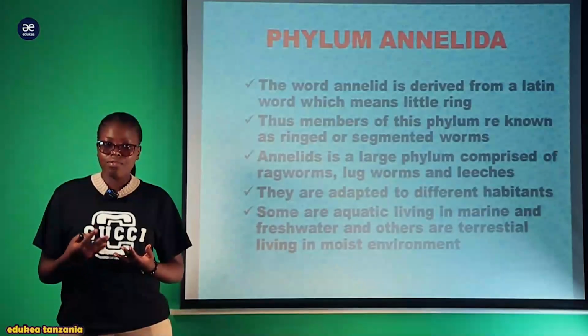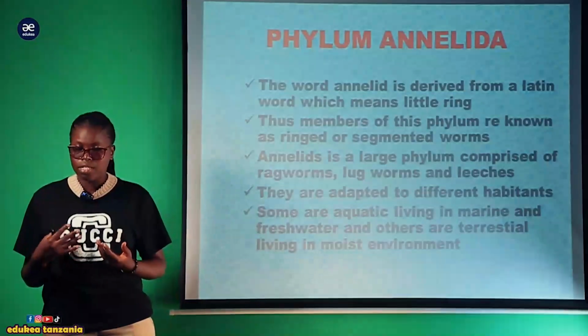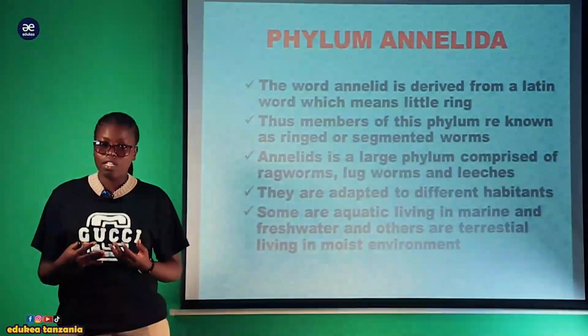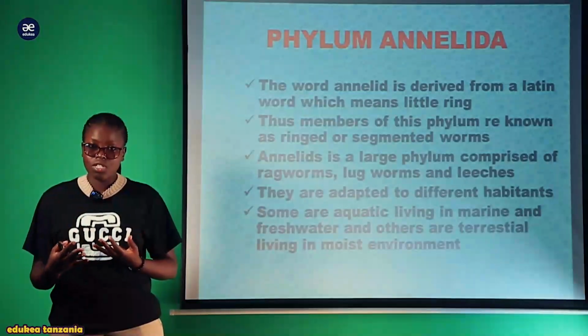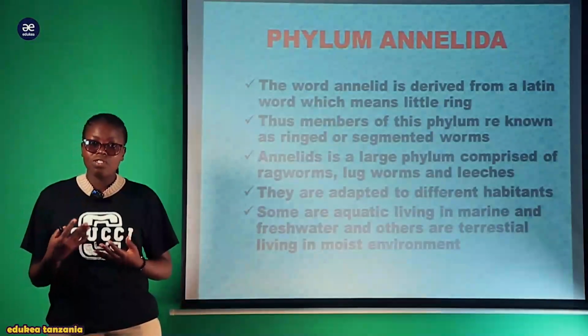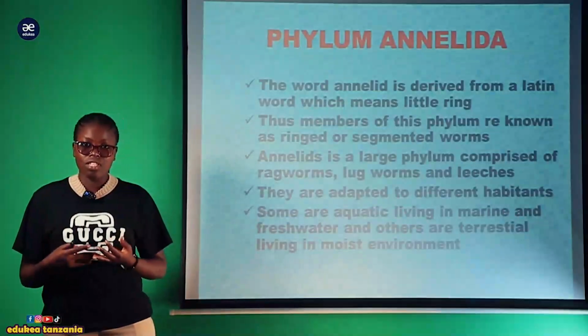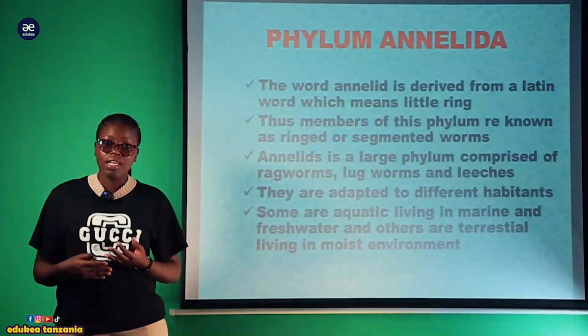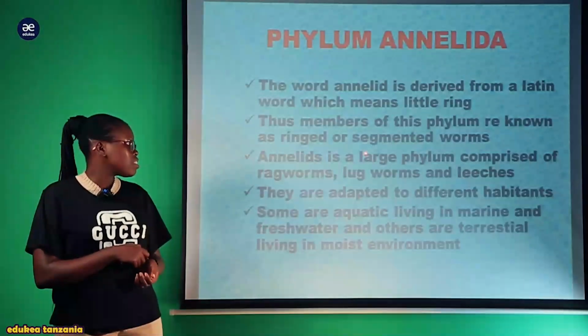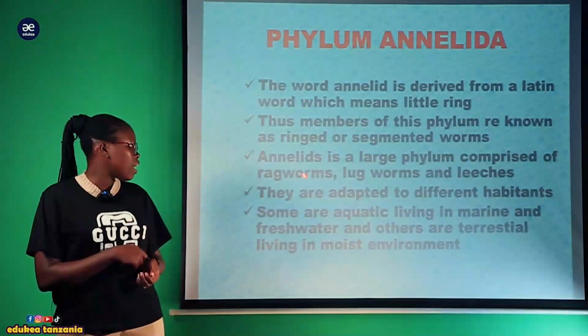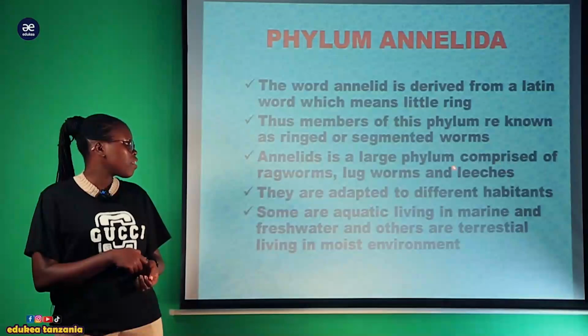Members within this phylum tunaona kwamba wenyewe ni segmented or ringed worms. Lakini tumeangalia kwa kina nematode wenyewe ni unsegmented. So this is one of the distinguishing features between the nematode pamoja na annelid. These are segmented, meaning that their body is made up of segments. Annelida is a large phylum comprised of ragworms, earthworms pamoja na leeches.